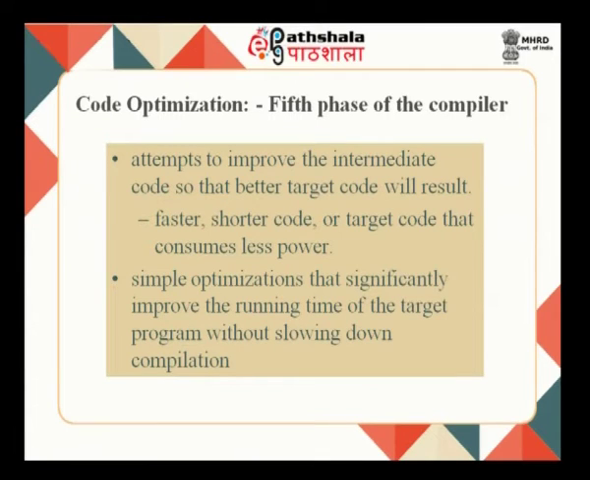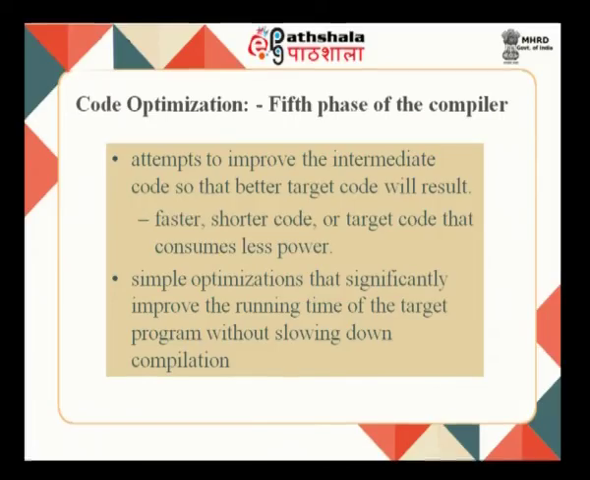After intermediate code generation, we can go in for what is called code optimization. You normally try to do an optimization at the intermediate code level itself, or you can try to optimize at the final code level. If you try to optimize at the intermediate code level, this will result in faster, shorter code, and it is going to consume less power for the code generation phase, and simple optimizations can basically be applied here itself.